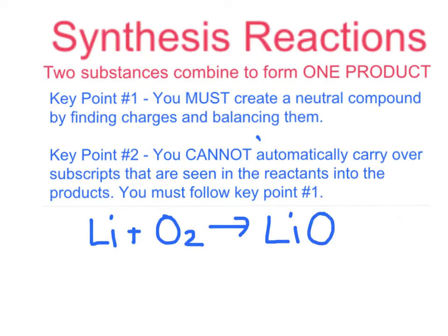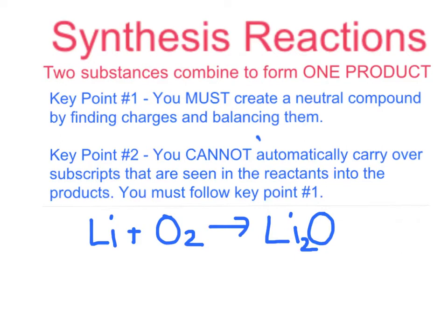But I am not done, because key point number 1 says that I must create a neutral compound by finding charges and balancing them. Okay? So lithium has a charge of 1 plus, and oxygen has a charge of 2 minus. That is definitely not a neutral compound. That would tell me that I need 2 lithiums for every 1 oxygen, and that is a neutral compound.